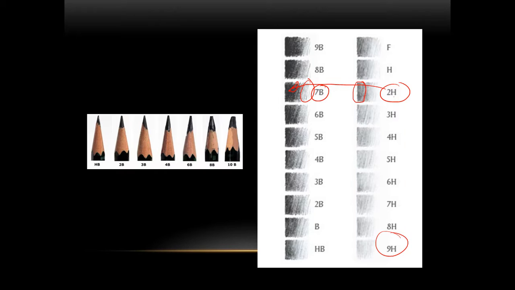The harder the pencil is, that's H, the lighter the color is. And the softer the pencil, those are B's, the darker the pencil is. The range goes up to 9, but most kids don't have the very darkest, so most kids will have from 6B on to maybe 6H.